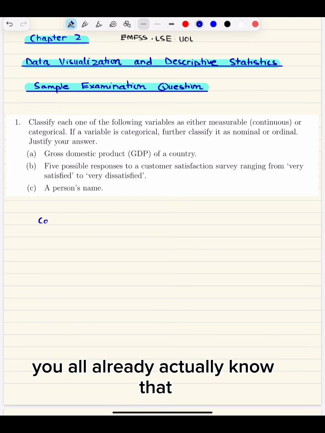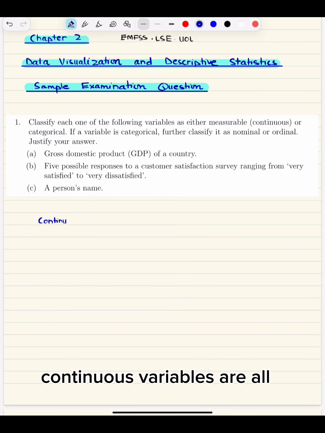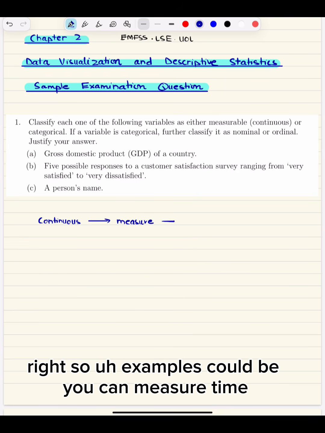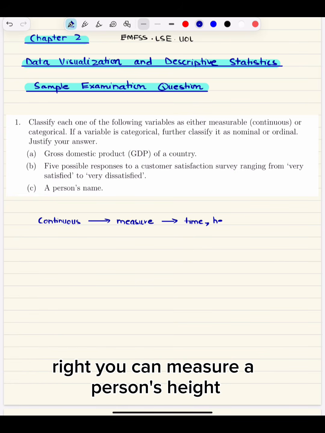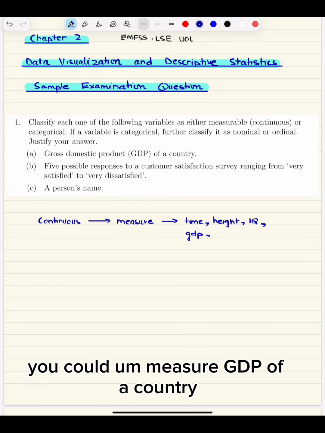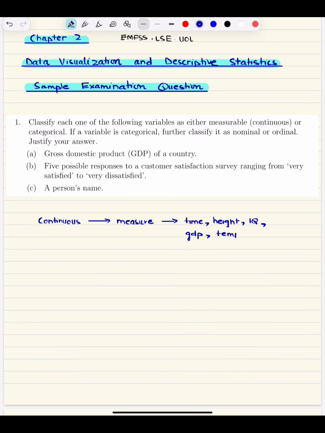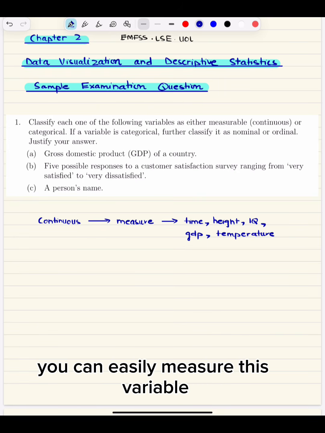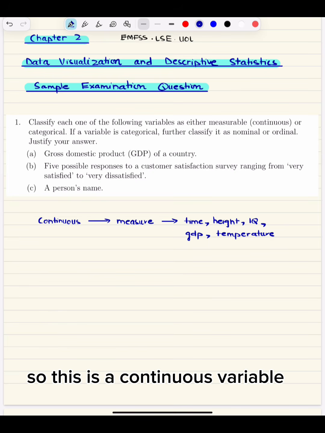You all already know that continuous variables are all variables that you can measure in any kind of unit, right? So examples could be, you can measure time, you can measure a person's height, you can measure somebody's IQ, you could measure GDP of a country, you could measure temperature. So when the unit of measurement is given, you can easily measure this variable. So this is a continuous variable.